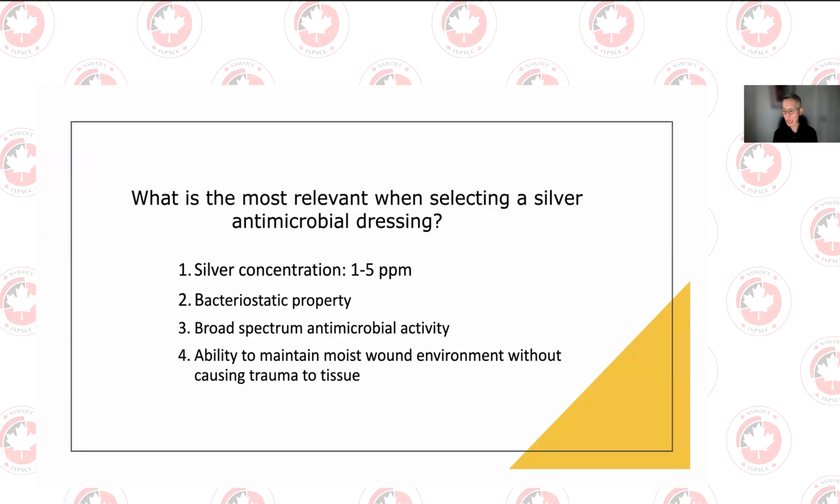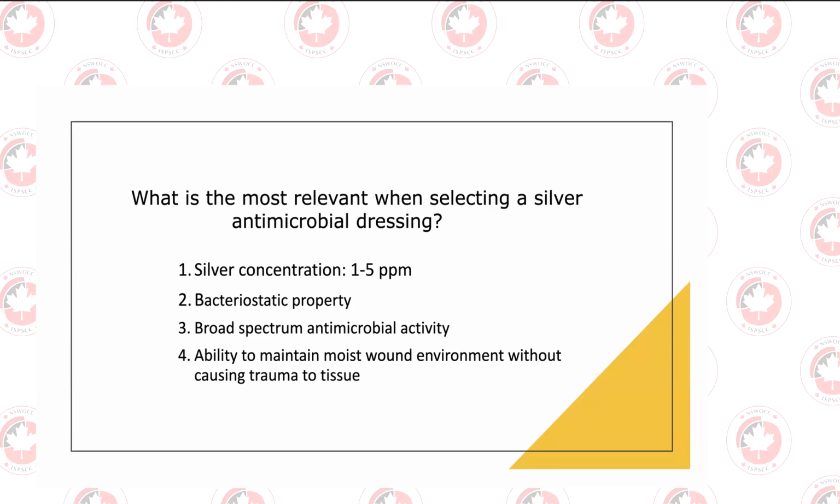Recognizing that a lot of people would select silver dressing for the management of wound infection or biofilm problem, what is the most relevant factor that you consider when selecting a silver dressing? There are a few choices. Is it the silver concentration, where we aim for 1 to 5 ppm? Bacteriostatic property of the dressing? Broad spectrum antimicrobial activity? Or the ability to maintain a moist wound environment without causing trauma to the tissue? Less choices for you this time, 4 choices. Let's see. I'll come back to explain some of the concepts for each individual choice here.